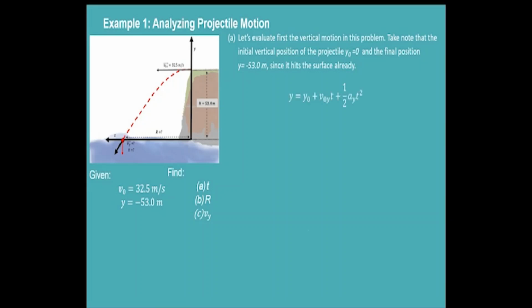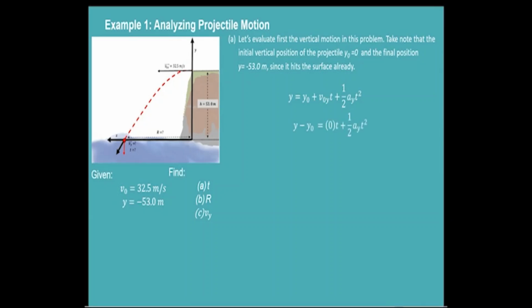From the main equation, y is equal to y sub 0 plus v sub 0y t plus 1 half a sub y t squared. Substituting now the value for v sub 0y, that will become y minus y sub 0 is equal to 0 t plus 1 half a sub y t squared. Since our y sub 0 is also 0, our equation now will become y is equal to 1 half a sub y t squared. Let's now isolate t and derive the formula for time.